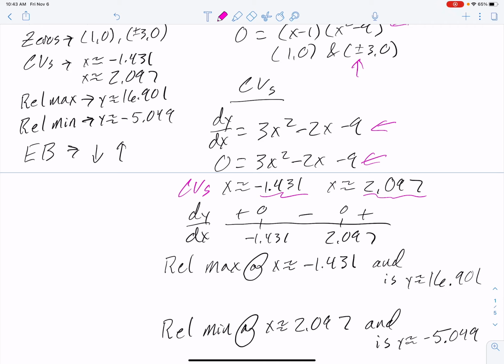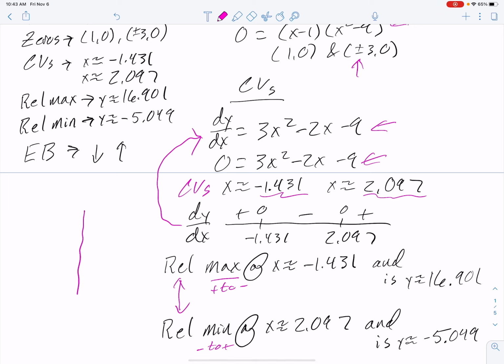Made my sign pattern of the derivative, and again, if I'm making a sign pattern of the derivative, everything I'm testing goes into the derivative. I can now see that I've got a maximum because my sign changed from positive to negative at -1.431. I know that I've got a minimum at 2.097 because my value changes from negative to positive. And because this is a third degree polynomial, no matter what, these are going to end up being relative maxes and relative mins.